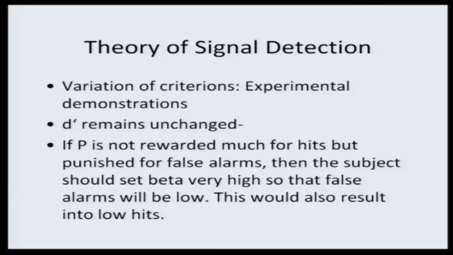Think of the other situation. d prime has not changed now. So, the strength of the signal has not changed, but I am not rewarded much for the hit, and I am punished for the false alarms. What would I do? My beta will be very high, so that the false alarms also become low. This of course would now also result in low hits. So, if I am told that correctly identifying the signal is important, but it is not as important as committing an error while doing it.